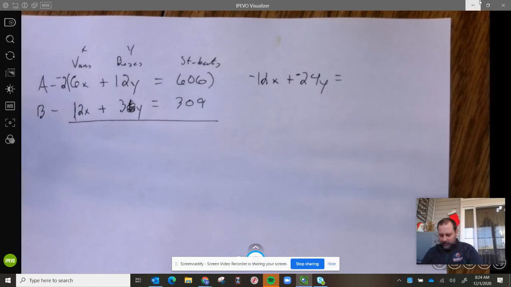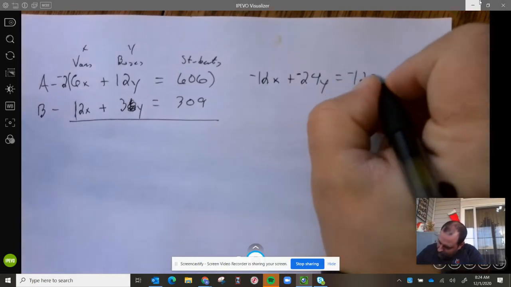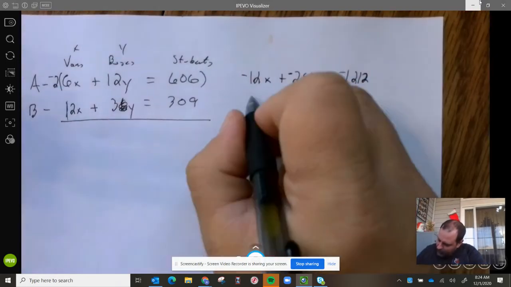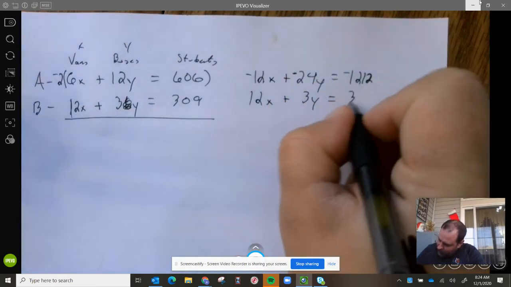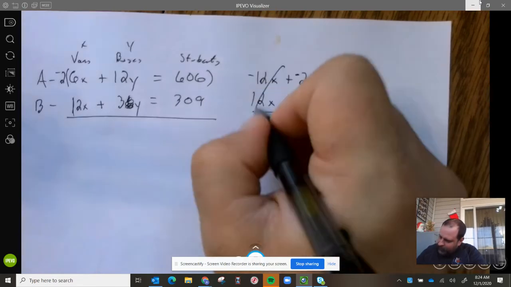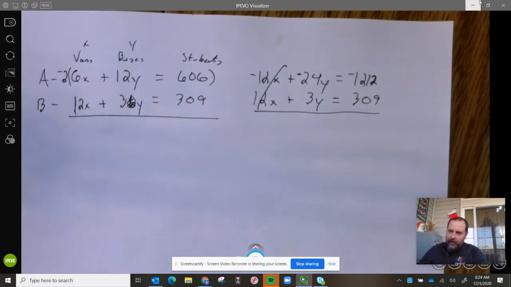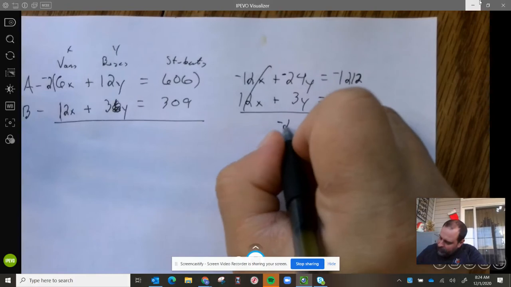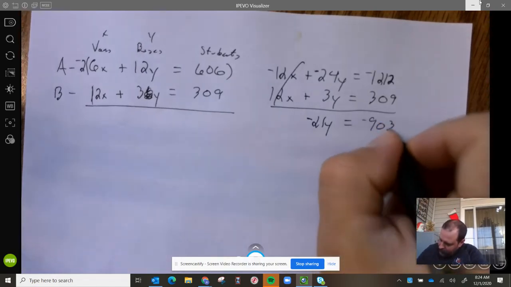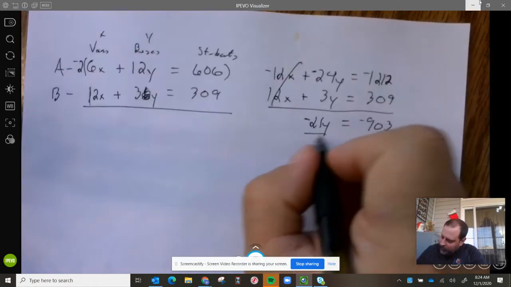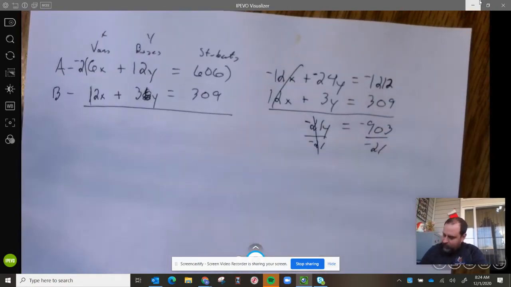606 times 2 should be 1212. Yep. So -12, 12. And then the bottom row doesn't change. 12x plus 3y equals 309. So I got what I wanted, elimination with the x's. -24 plus 3 gives me -21y. And then I have -1212 plus 309 gives us -903. A little bit bigger numbers, but we still just have one step to solve now. Divide by -21.